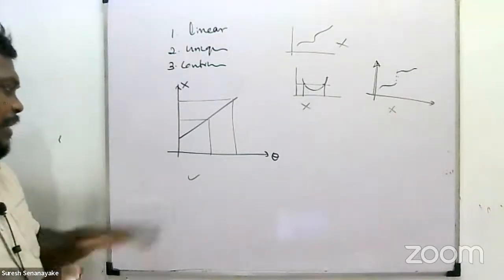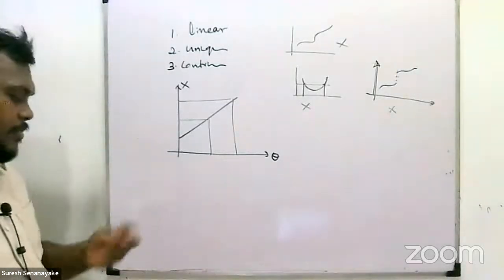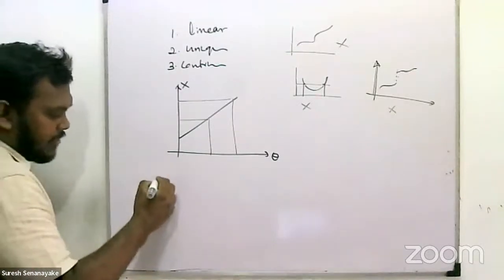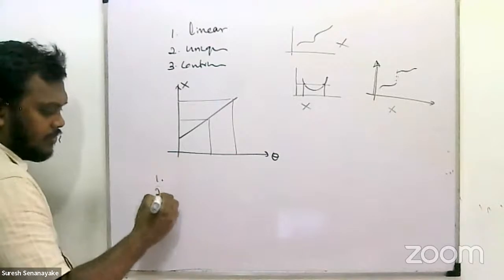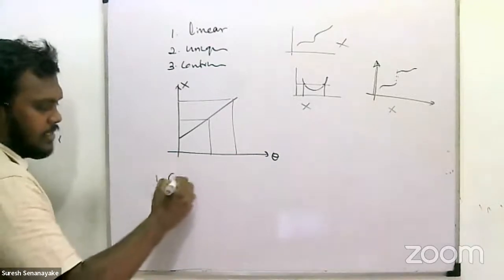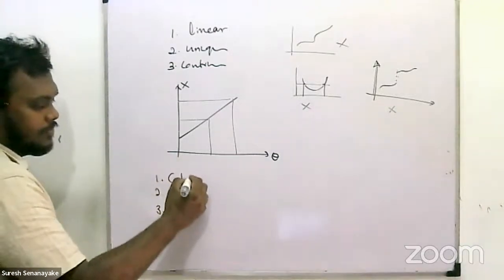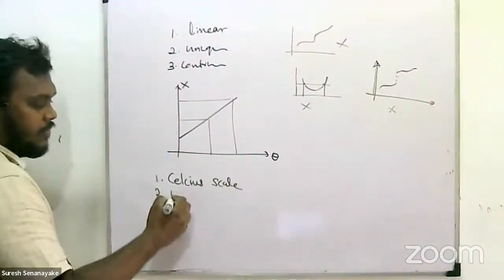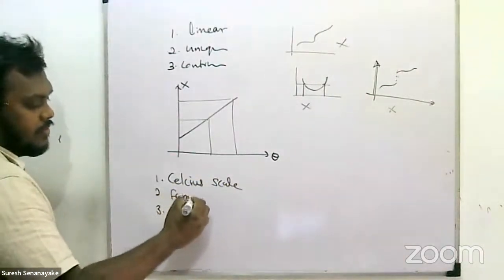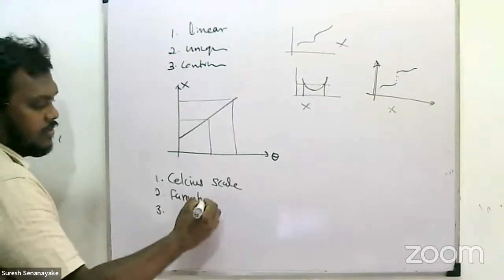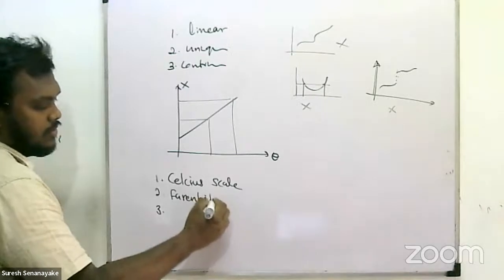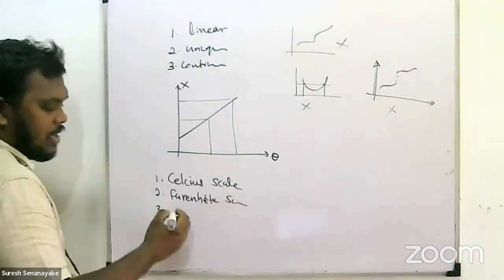When making the thermometer, there are 3 temperature scales we can consider: the Celsius scale, the Fahrenheit scale, and the Kelvin scale.